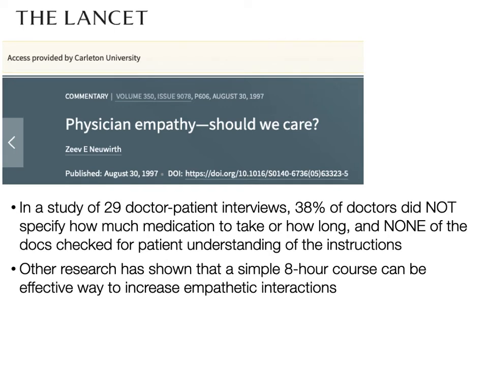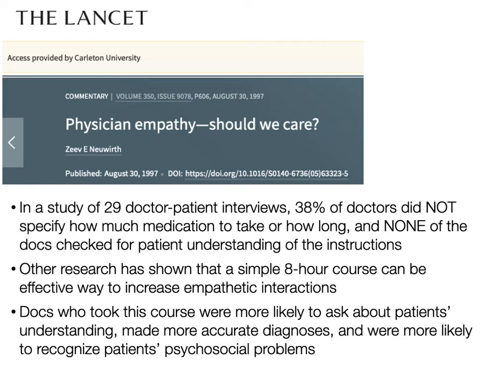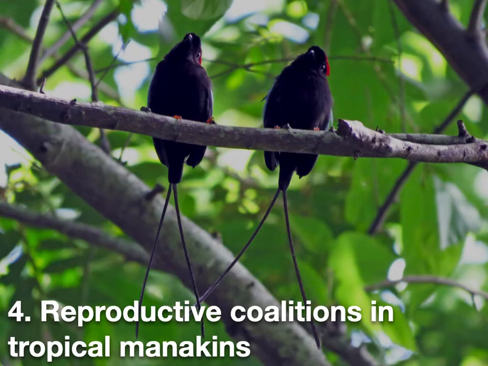Other research has shown that a simple 8-hour course can be an effective way to increase empathy on the part of doctors. Doctors who took this course were more likely to ask patients about their understanding, and they were also more likely to make more accurate diagnoses and more likely to recognize patients' mental health problems. So this may be important to some of you. You may go on to work in healthcare after your degree. Okay, so that's it for the applications.